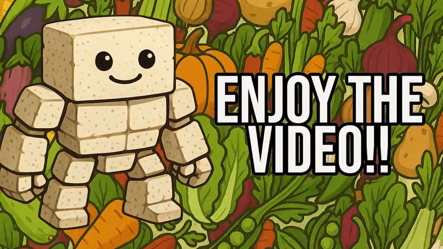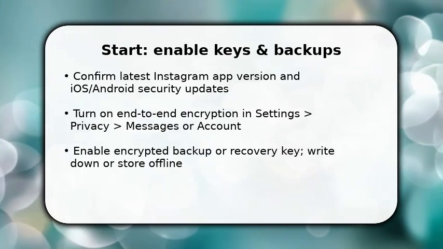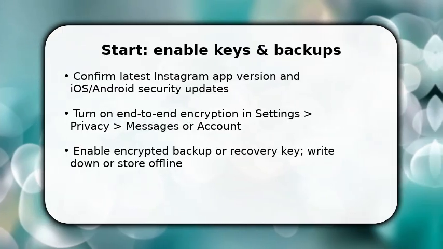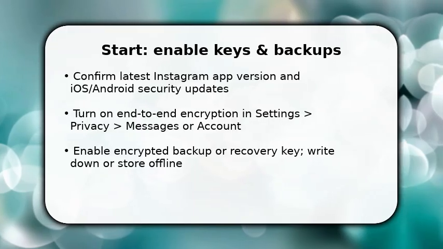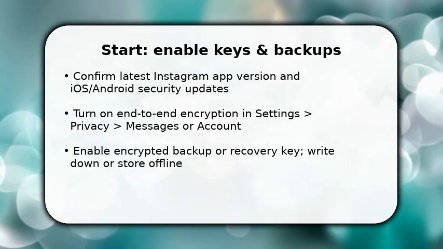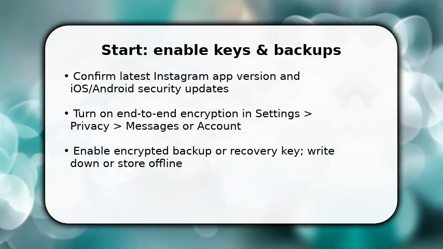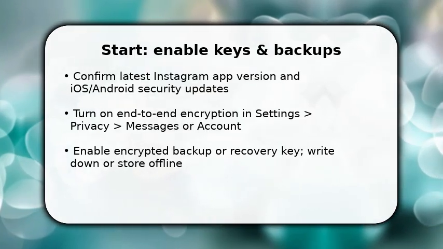Please enjoy the video. You begin by confirming app and OS are up to date so cryptographic libraries match network expectations. Once done, open Settings, go to Privacy, then Messages or Account, and enable end-to-end encryption. This initiates key generation. Make sure to enable encrypted backup or create a recovery key. You'll need that to restore across devices.